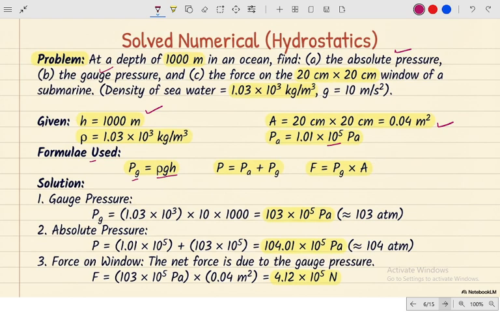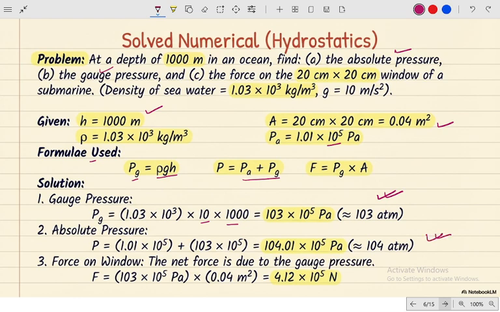So gauge pressure Pg equals rho g h. Here the density of water is 1.03 into 10 to the 3, into g which is 10, and h is 1000 meter. So 103 into 10 to the 5 Pascal, nearly 103 atm. Absolute pressure is P equals Pa plus Pg. Pa is 1.01 into 10 to the 5, plus Pg, that is 103 into 10 to the 5, therefore 104 into 10 to the power 5 Pascal. This is the absolute pressure.